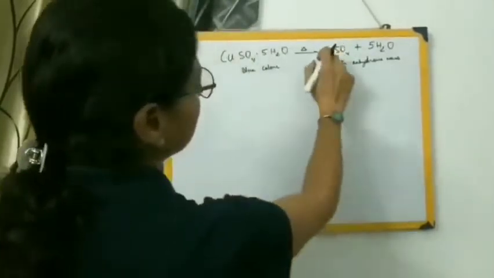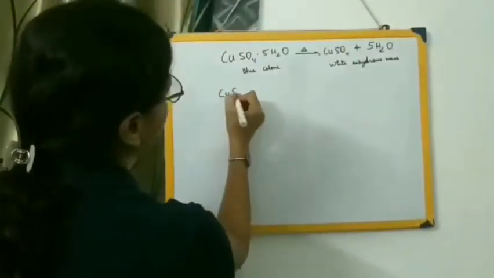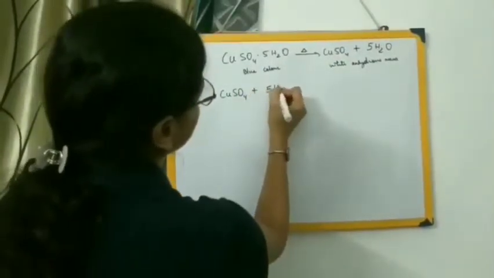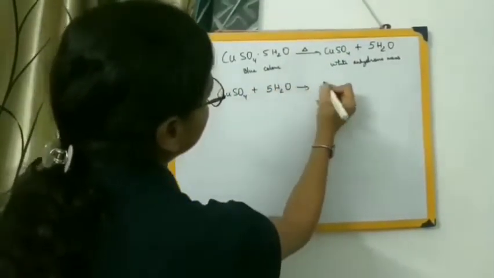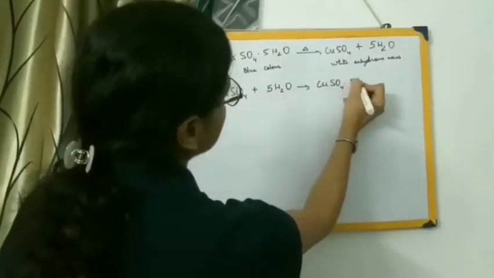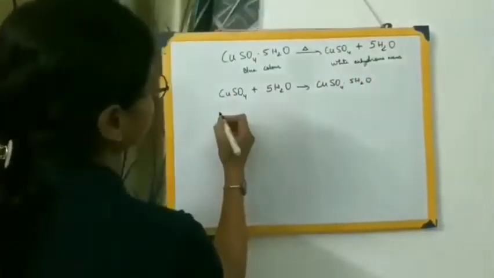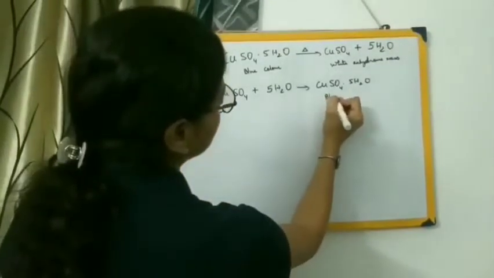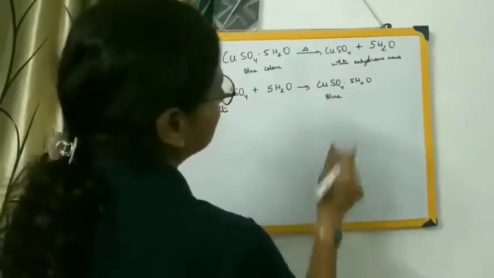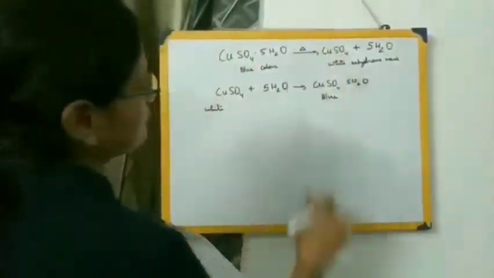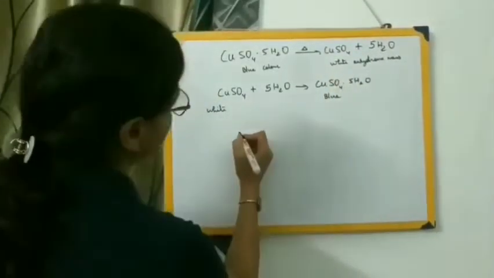Again, suppose you take this copper sulfate and you add 5 molecules of water to it, it will form CuSO4.5H2O. So this was a white anhydrous mass, it was white in color. Again, this will turn to blue color. It will get its blue color back. So this type of reaction, we can write down as a reversible reaction.